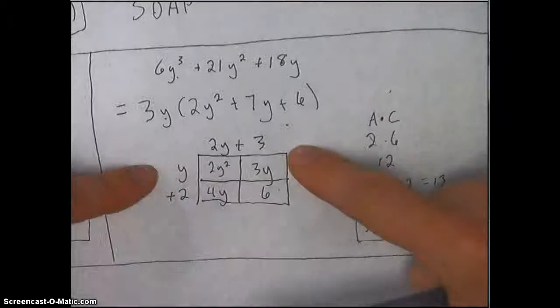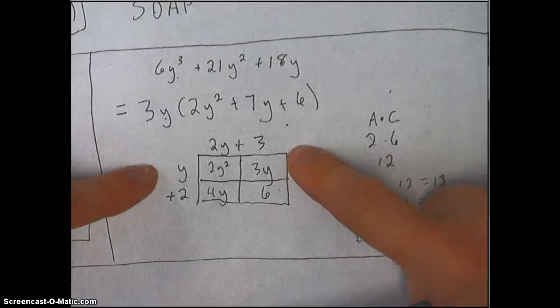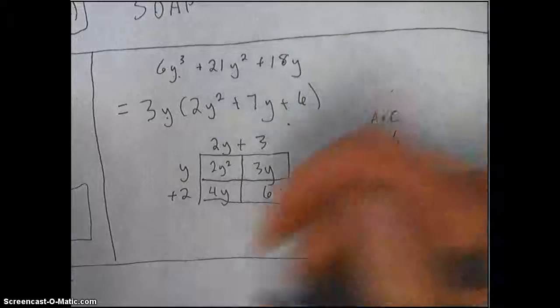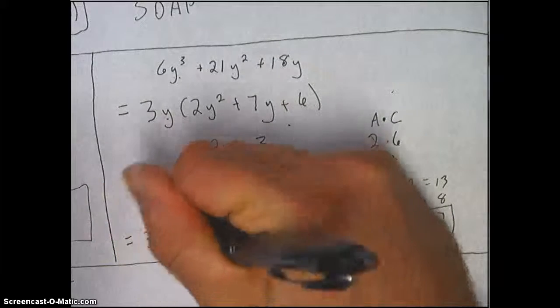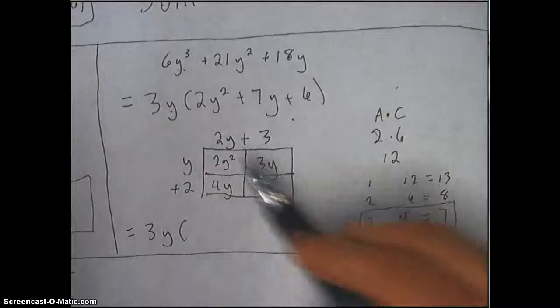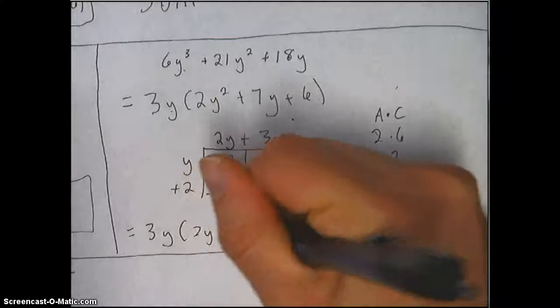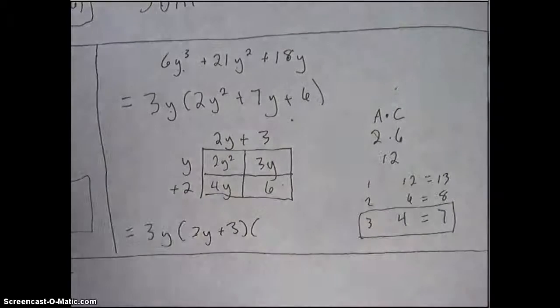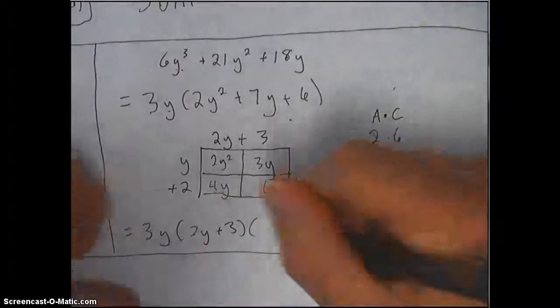On the outside of the box here, I've shown myself how to fully factor this guy. I've still got the 3y. But now I've got a 2y plus 3 and a y plus 2.